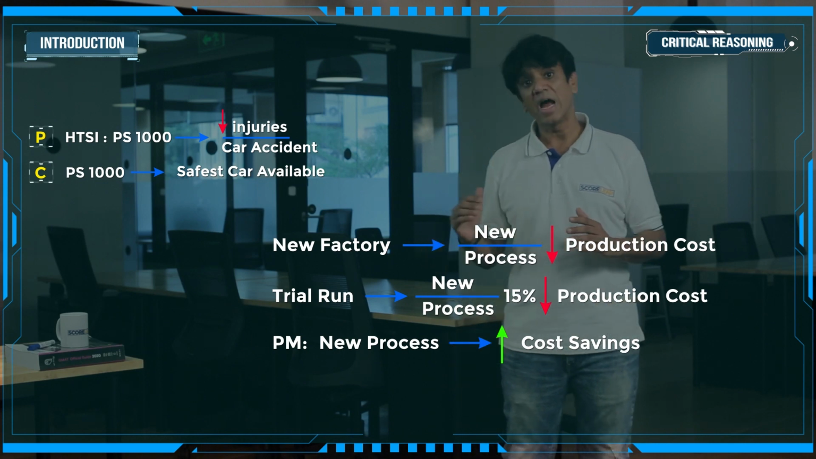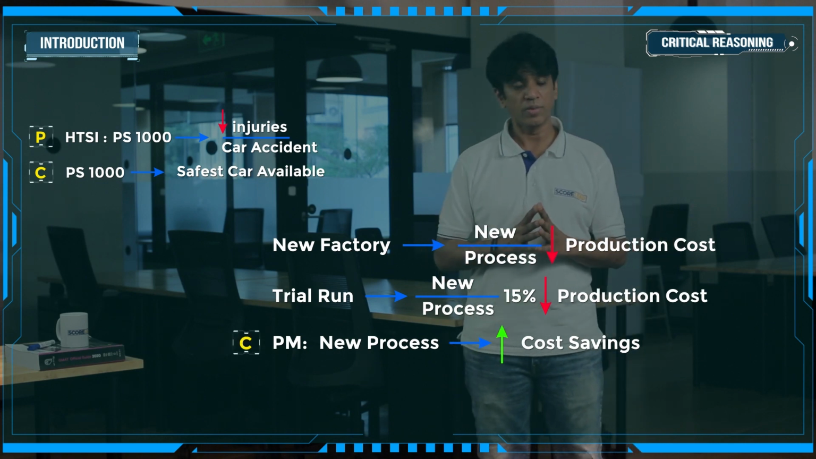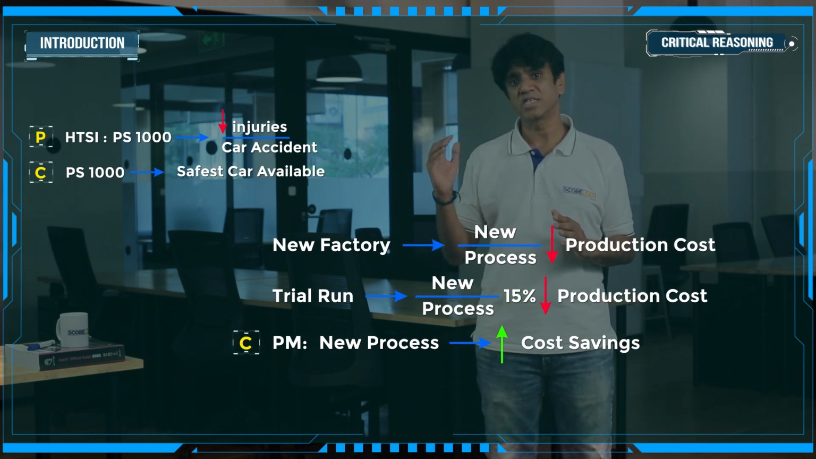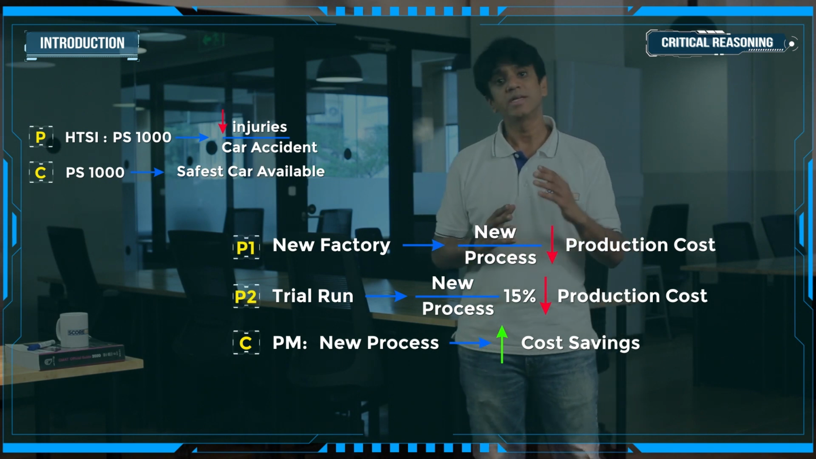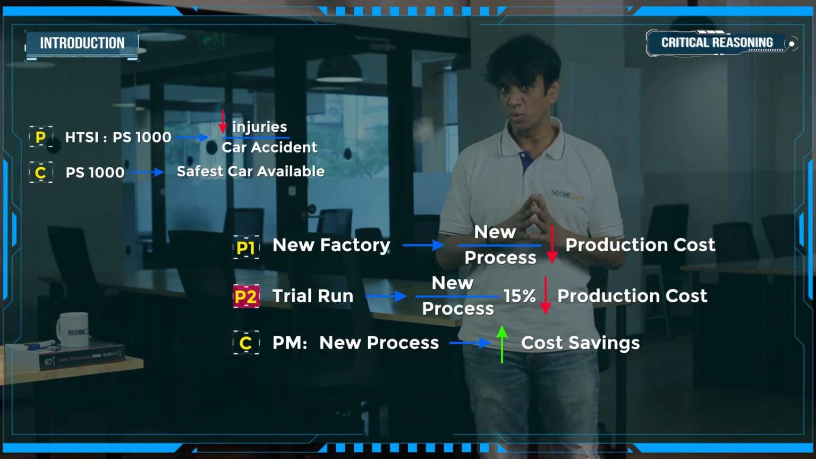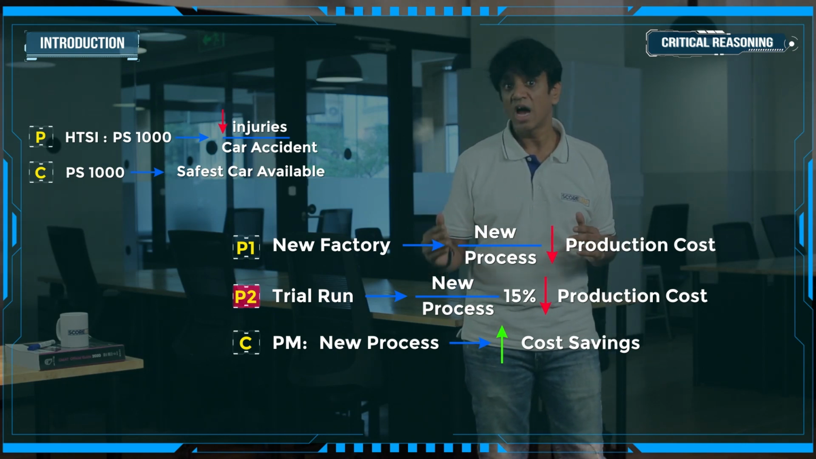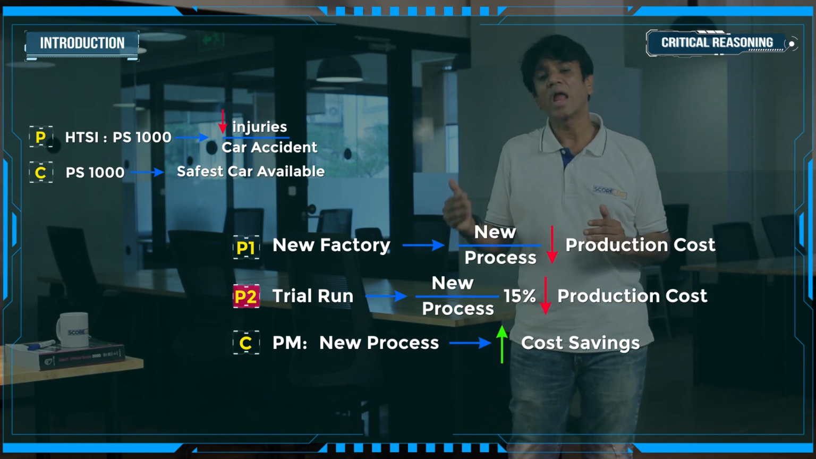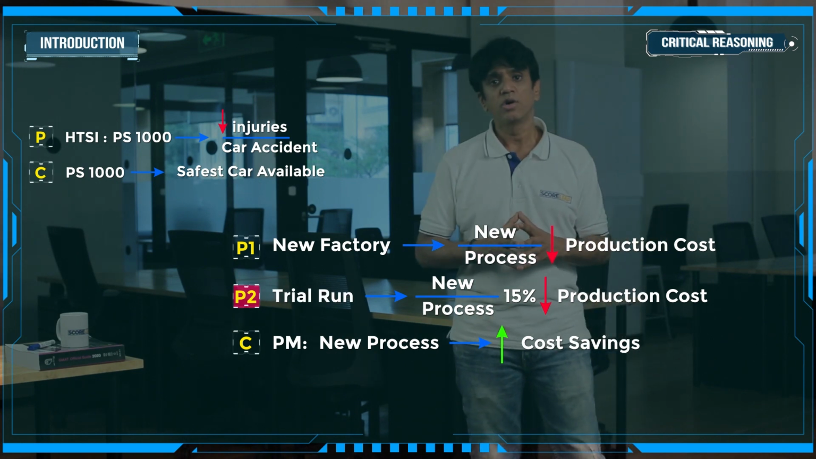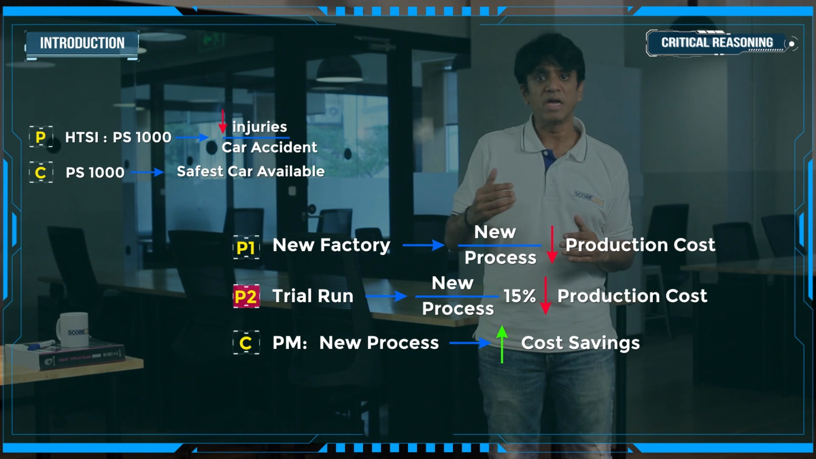So here the argument says the factory wants to introduce a new process with the goal of reducing the production cost. They did a trial run, and the trial run of the new process showed a 15% reduction in the production cost. Therefore, production managers have concluded that the new process did produce cost savings. So here, the last statement is the conclusion, and then we have two premises, premise 1 and premise 2. Tell me, which one is the main premise? Premise 2, right? The second premise is the main premise, because the production managers have based their conclusion on what happened in the trial run.